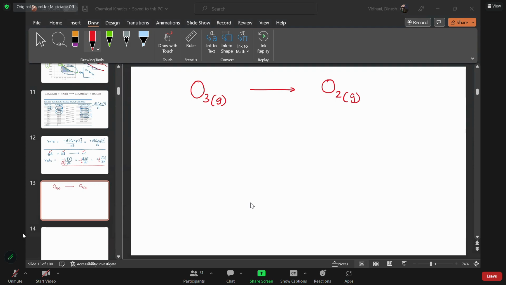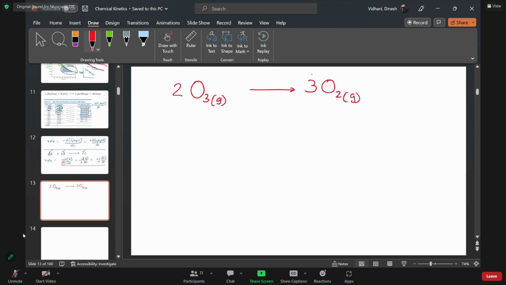Anyone so far? How would you balance this equation? I mean, 2 O3 and then 3 O2. Okay. And then it's hard to write what the rate would be, but it would be -1/2 the change in O3 over change in time equals positive 1/3 change in O2 over change in time.